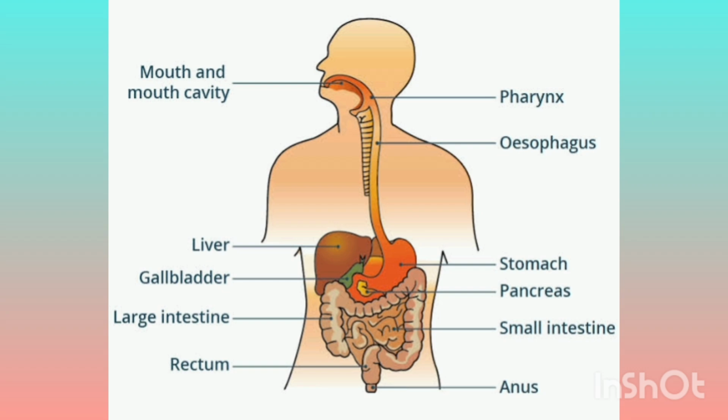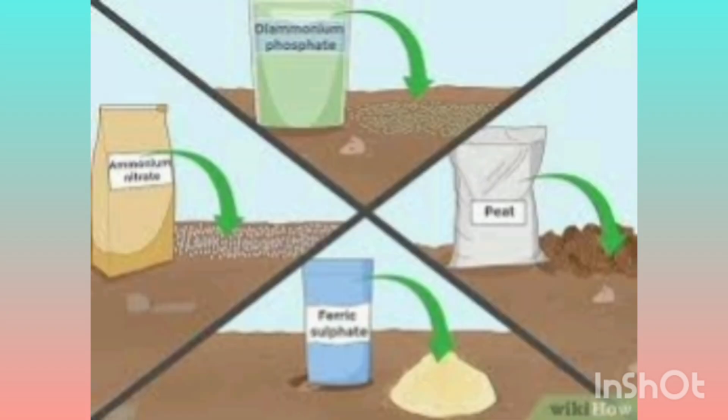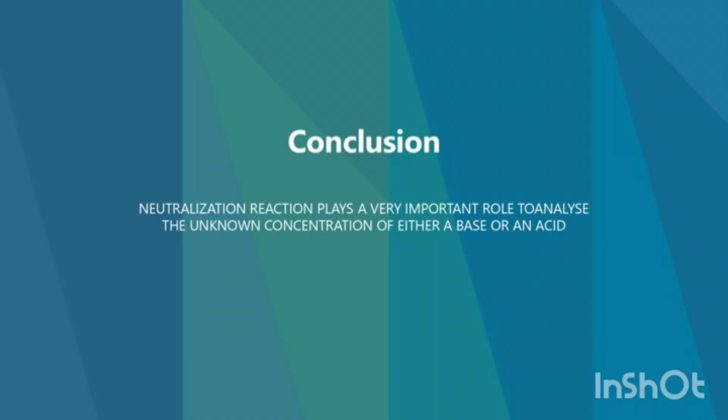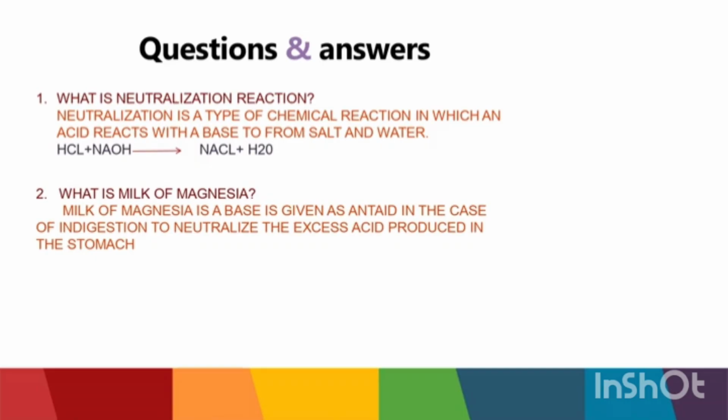Okay, next is controlling soil pH. For optimal plant growth in any soil, there are certain conditions which are required, right? So here also, for controlling the pH of the soil, we are using calcium carbonate and calcium hydroxide. Usually we say it as limestone and slaked lime. So these are all nothing but applications of neutralization reaction.